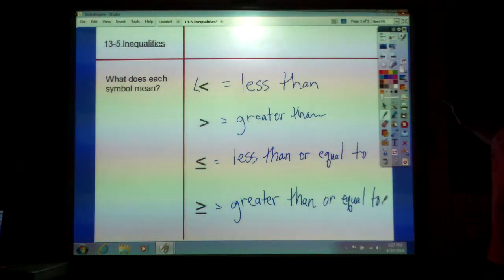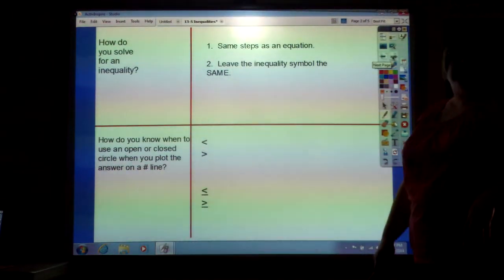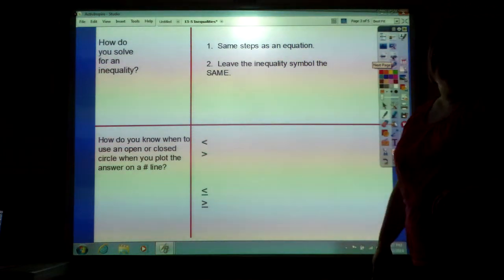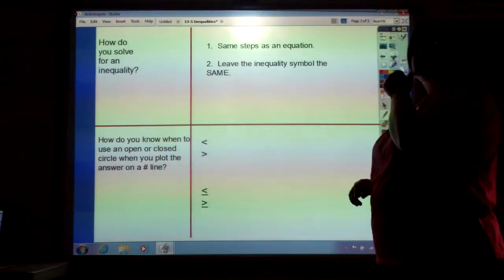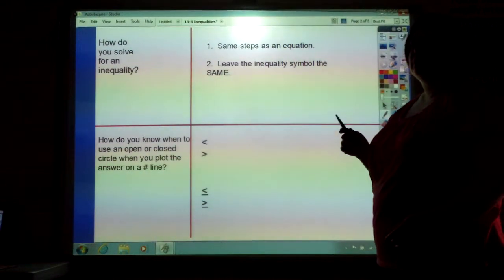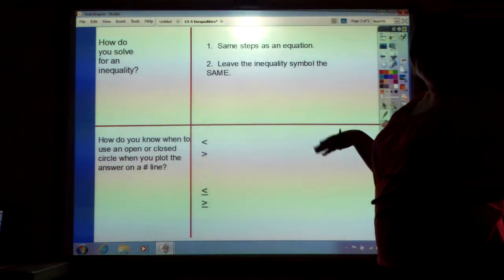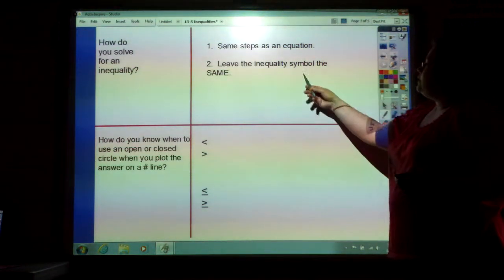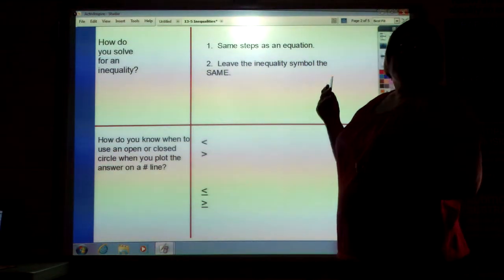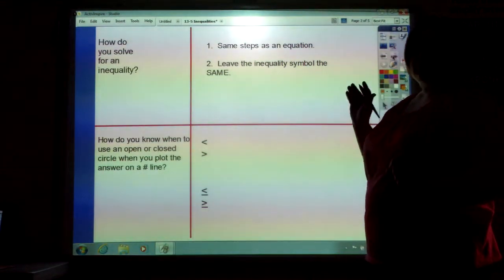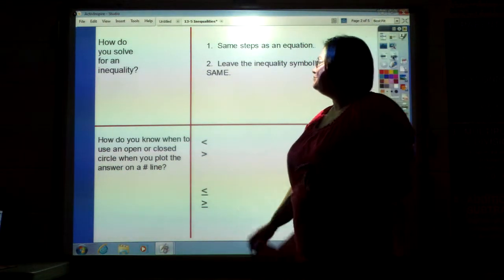Okay? Now, we are going to look at how do you solve for an inequality, which is basically the same steps that we've been doing to solve for a one or two step equation. The only difference is you have greater than or less than or greater than or equal to or less than or equal to sign in place of that equal to. But you still do the same thing. Leave the inequality symbol the same. So any of these symbols you have in your inequality, you're just going to leave it the same. You don't need to change it, move it around, just leave it exactly like it is.